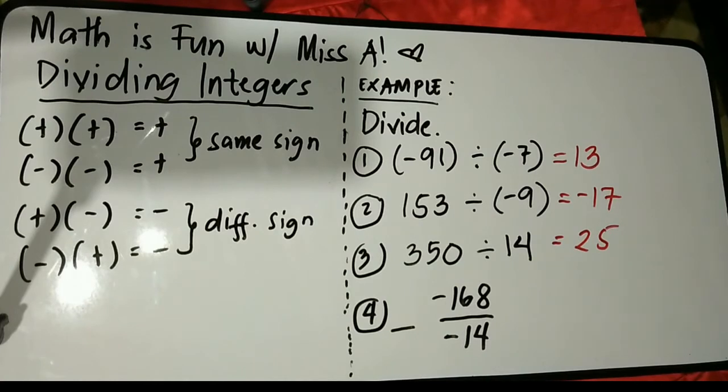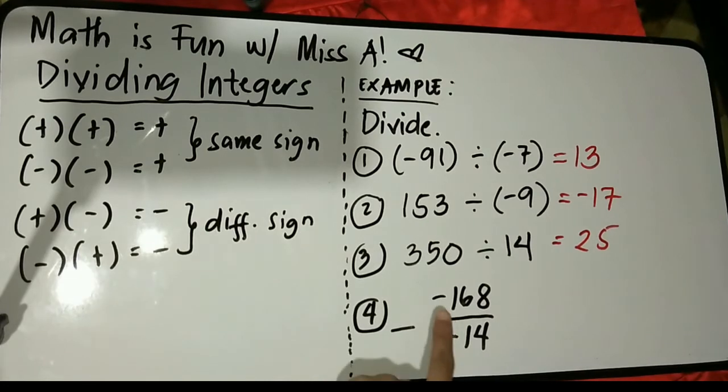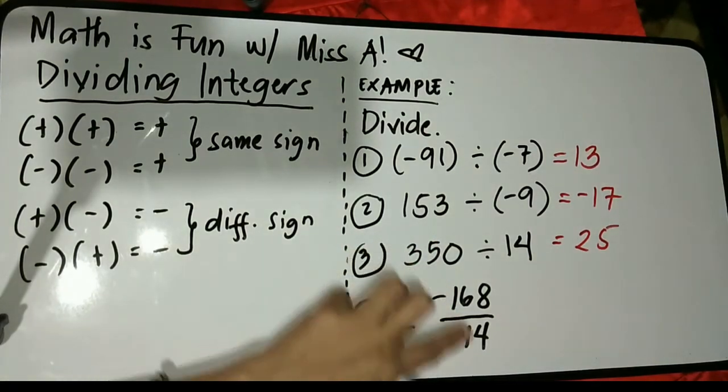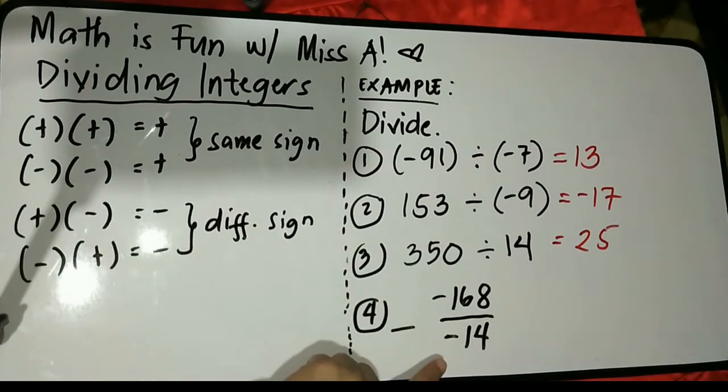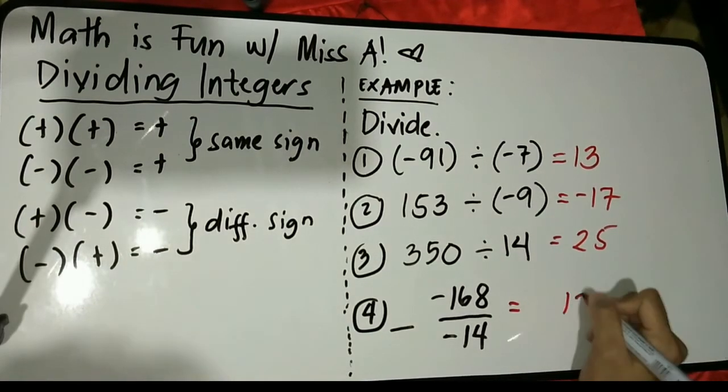And now, for our last example, we have negative right here. So, negative times, you have negative 168 divided by negative 14. So, unahin natin i-divide tong negative 168 saka negative 14, and that will give us a quotient equal to 12. So, ilalagay ko lang dito, so that is 12.